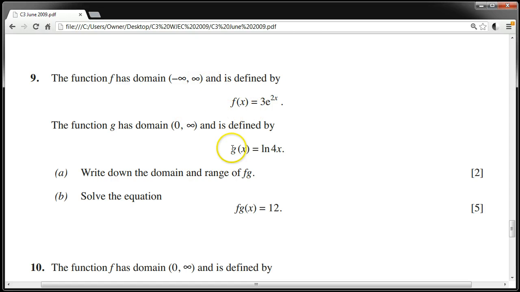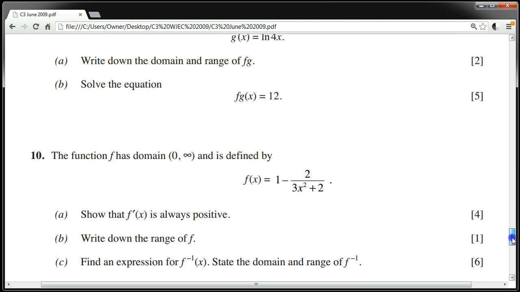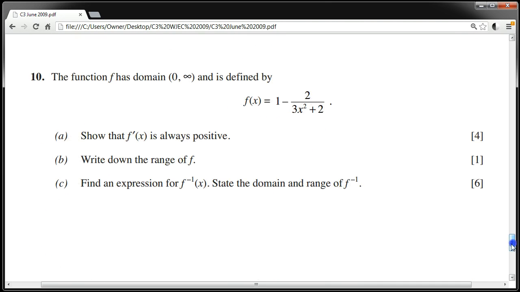Last part of the paper now. F is this, G is this, composite function f composite G, and solve that equation. Nice question here. It's worth doing. Again, no problems there whatsoever, it seems. 10, we've got this function here. Differentiate, write down the range of f.